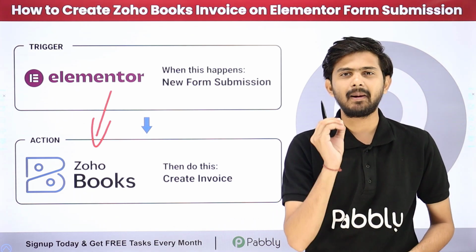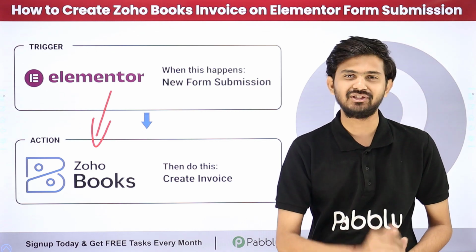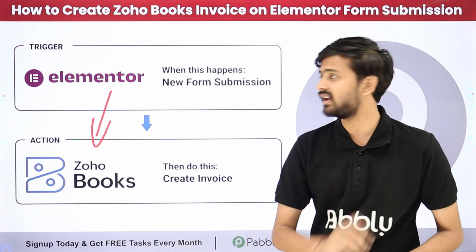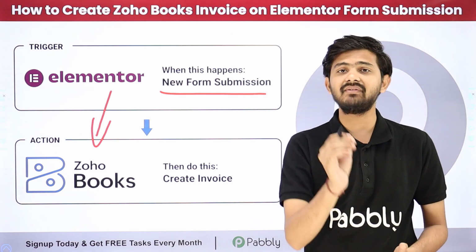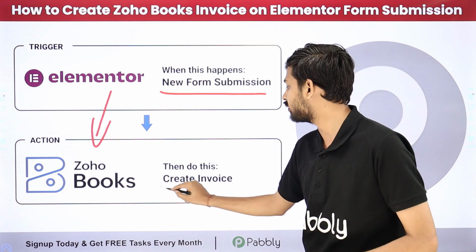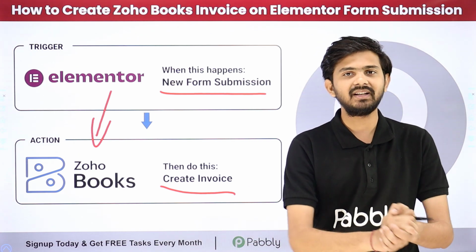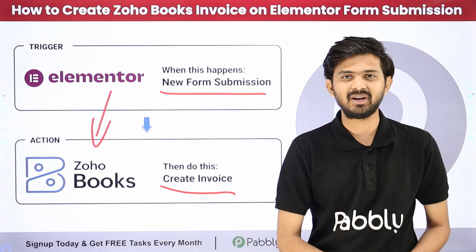Pabbly Connect is an amazing software for automation and integration. Now with Pabbly Connect, whenever I receive a new form submission through my Elementor form, then automatically I will create a new invoice in my Zoho Books account. So how am I going to build this connection? For that, let me take you to my computer screen.